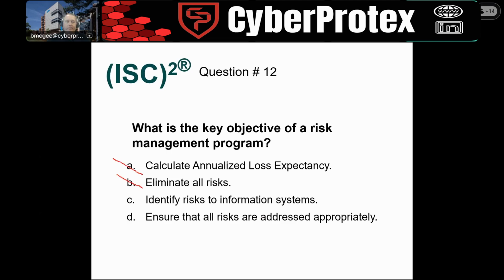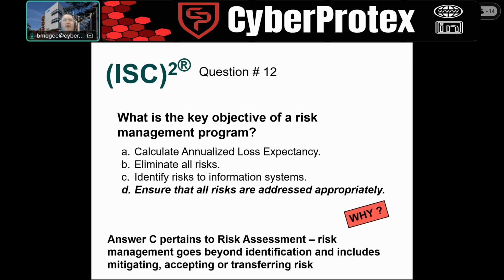And I'll go with, that's my answer, right? Let's go with D. You go with D? All right. Why do you go with D here? Well, it's not an absolute, but it does seem every risk that we identify, we should be addressing to an appropriate level, I guess. Yes, absolutely. So what's the answer? Drum roll, please. Let's check it out. Boom. Delta is the answer. Ensure that all risks are addressed appropriately.